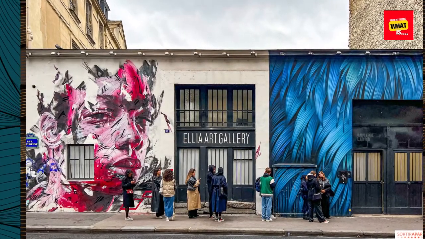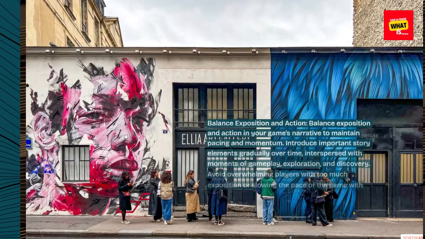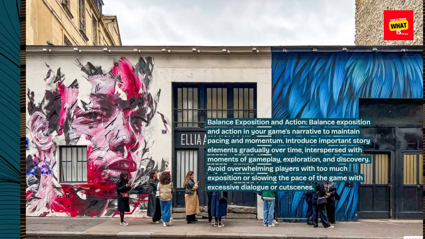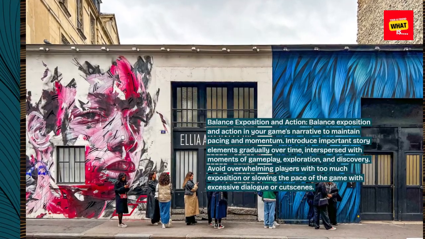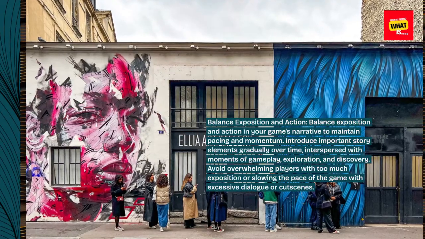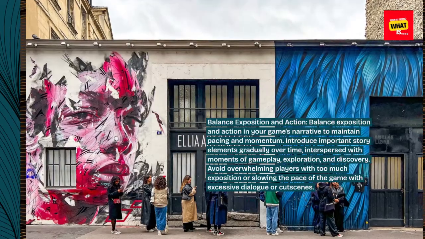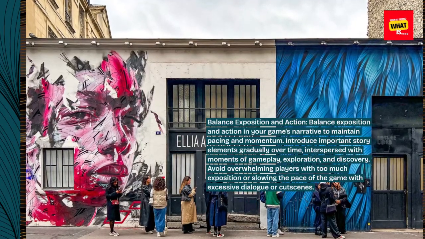Balance exposition and action. Balance exposition and action in your game's narrative to maintain pacing and momentum. Introduce important story elements gradually over time, interspersed with moments of gameplay, exploration, and discovery. Avoid overwhelming players with too much exposition or slowing the pace of the game with excessive dialogue or cutscenes.